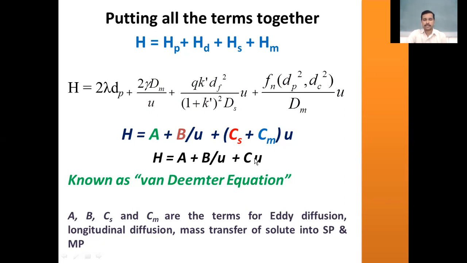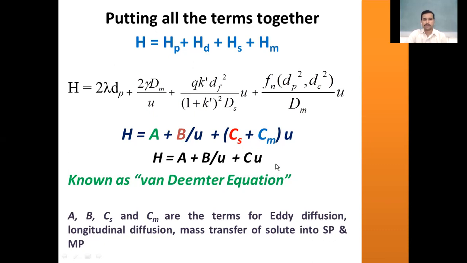Alternatively, you can write it as H is equal to A plus B by u plus Cu. This equation is a very important equation which is used to express how the height of the theoretical plate is increased due to band spreading or band broadening by the contribution of the eddy diffusion term A, longitudinal diffusion term B, and multiple path transfer term C. And this equation is known as the Van Deemter equation.